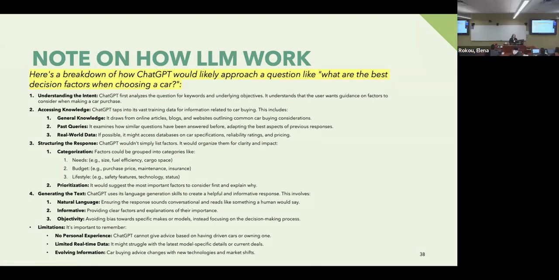How would ChatGPT likely approach a question like, what are the best decision factors when choosing a car? It would try to understand what you mean with that question. So that's the first step. And that's the, let's say, very important part where ChatGPT is excellent: the ability to understand the intent, to understand what you mean.